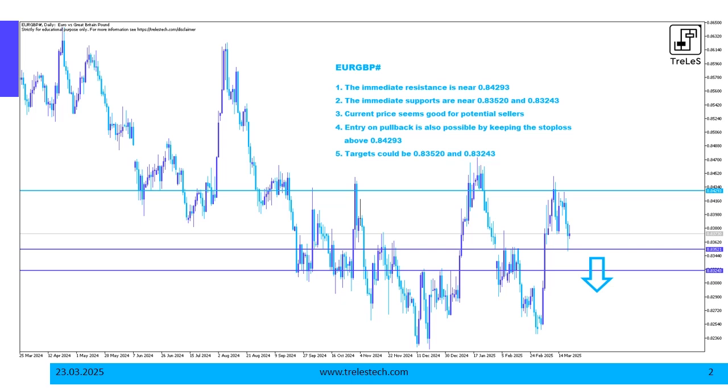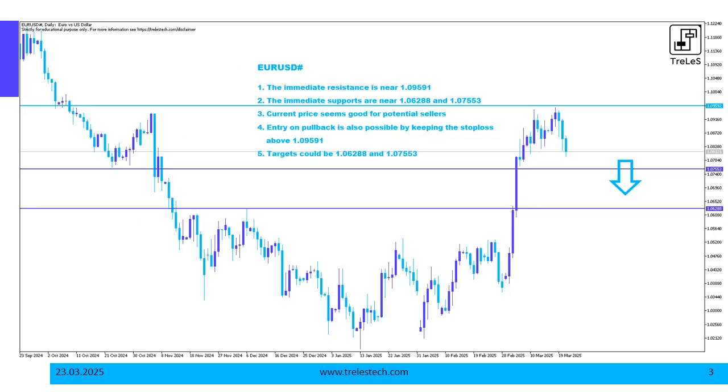A pullback entry is also an option with a stop loss placed above 0.84293. As for our targets, we are looking at 0.83520 and 0.83243.